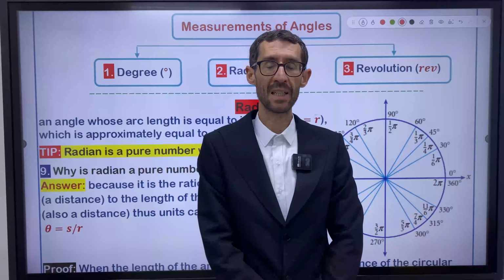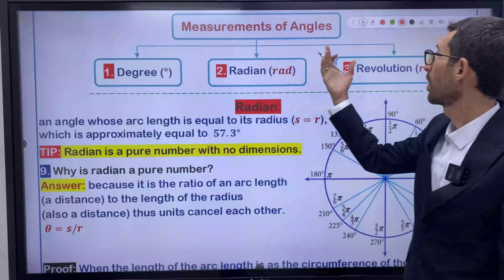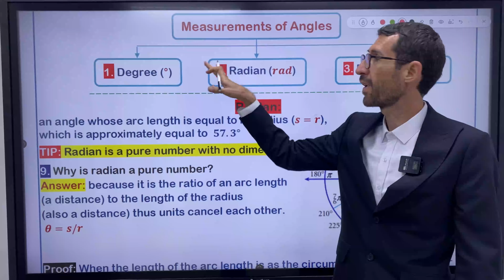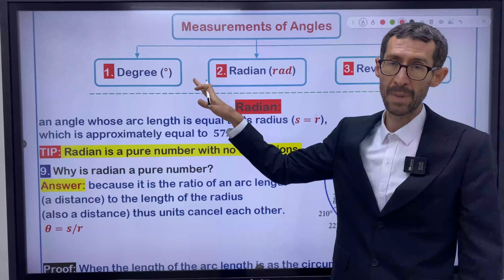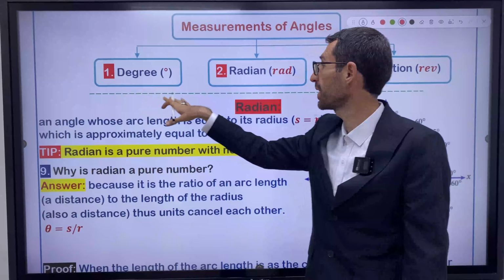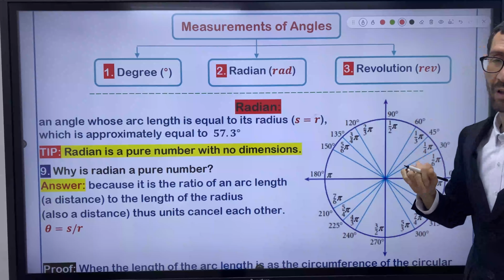Right now I'm going to explain a new subject, which is measurements of angles. Measurements of angles are divided into three scales. The first scale is degree, the second scale is radian, the third one is revolution, or rev.